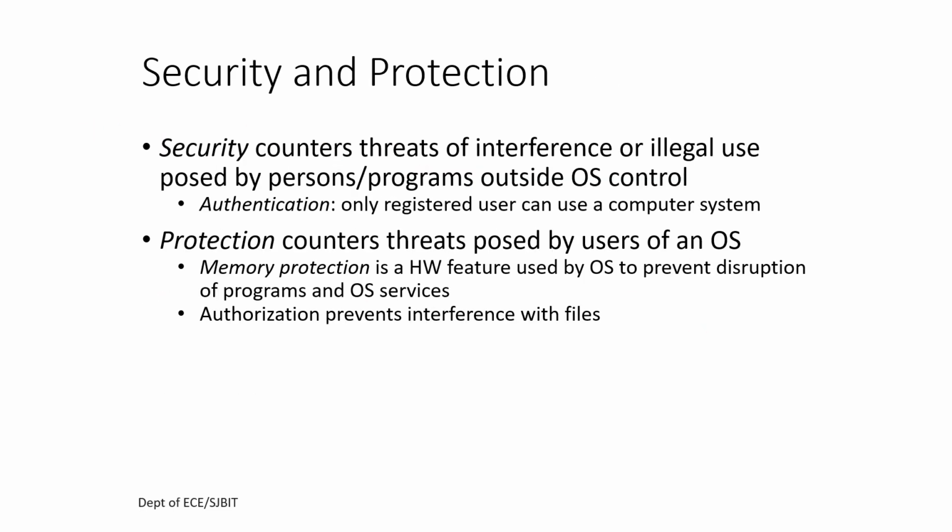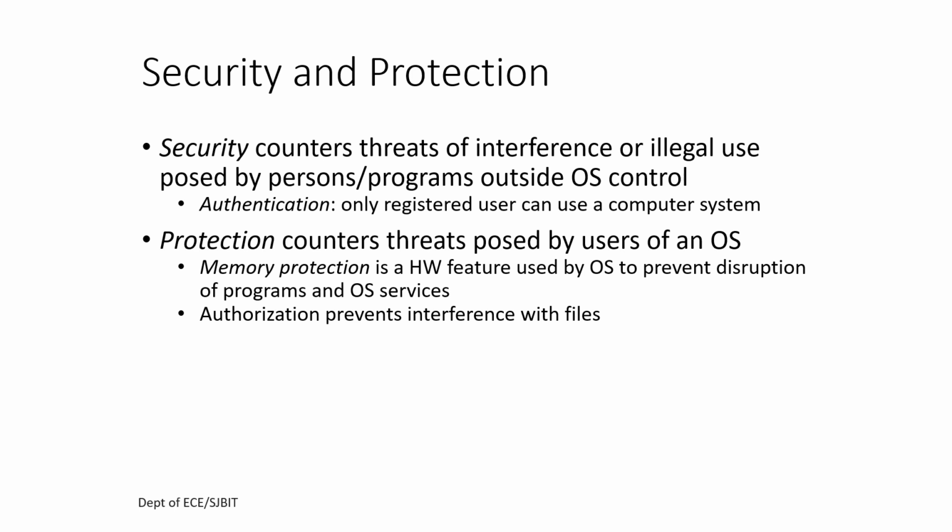And the next one is security and protection. So in this, security and protection we already talked about in the introduction itself. So security counters the threats of interference or illegal use by a person. Okay, so one user's resource can be accessed by another user. To avoid that, the set of resources will be allocated by the operating system. The operating system will continuously monitor which resource is allocated or accessed by the users. This can be done by using authentication and authorization, which prevents interference with the files.